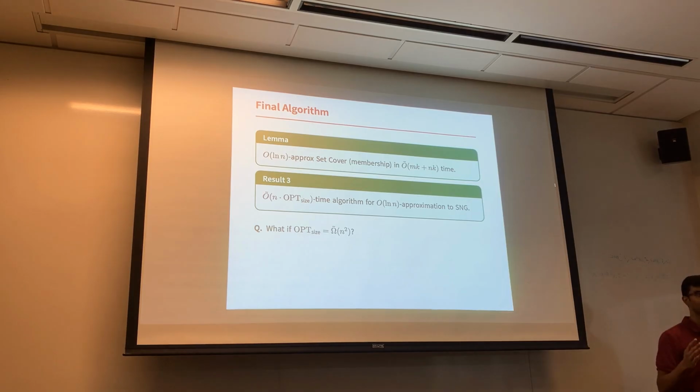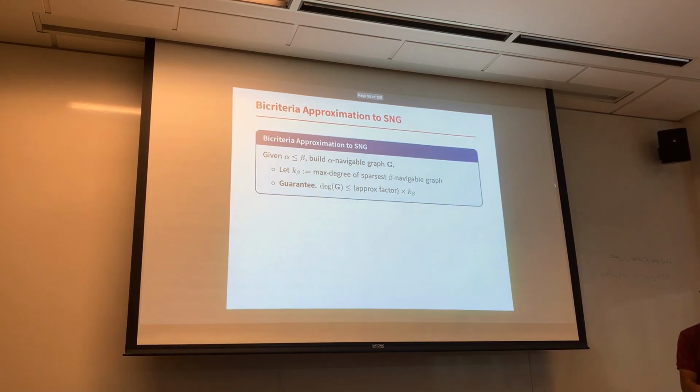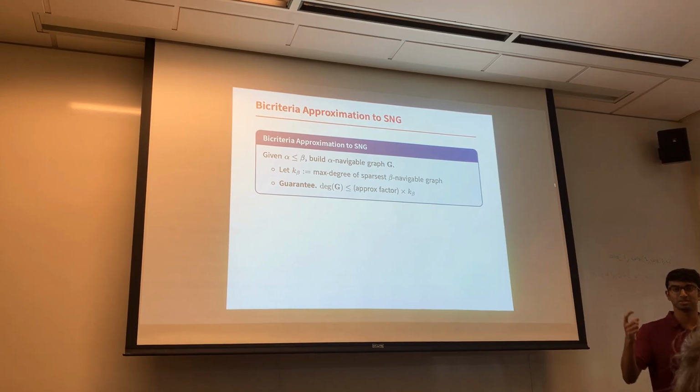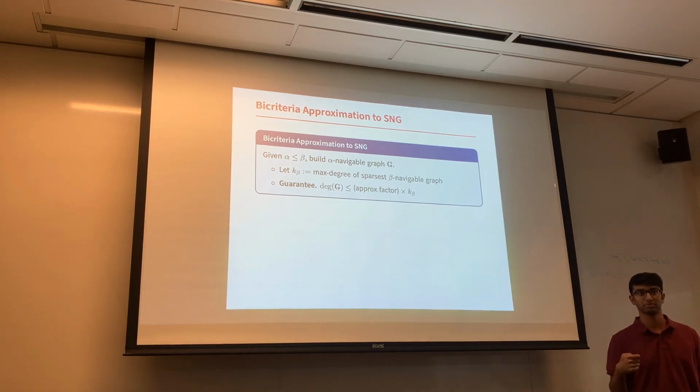So to show how we can beat n cubed in all instances, I'm going to define a relaxation of our notion of approximation. It will be a bi-criteria approximation. And the definition is a bit of a mouthful, so I'll go through it slowly. As before, the task is still to build an alpha navigable graph. But in this relaxed notion, we're also given a parameter beta. And the only difference from before will be the number of edges we're allowed to include in our alpha navigable graph.